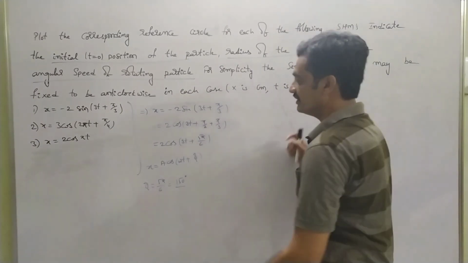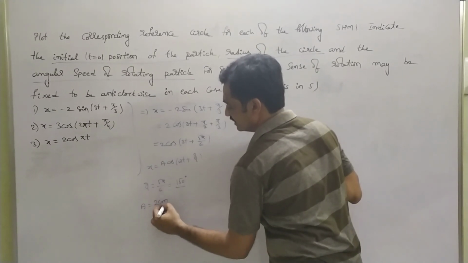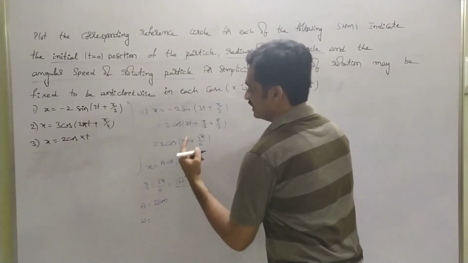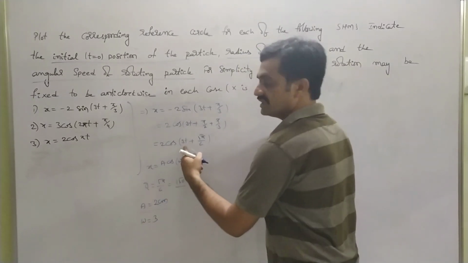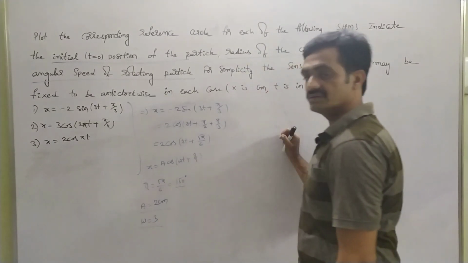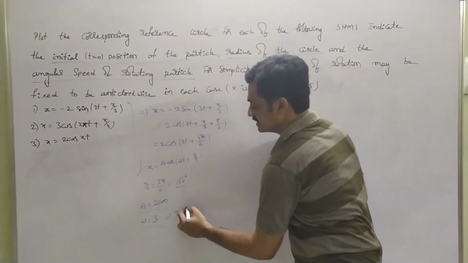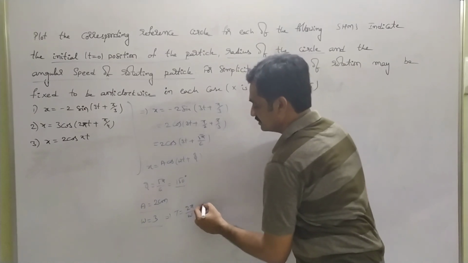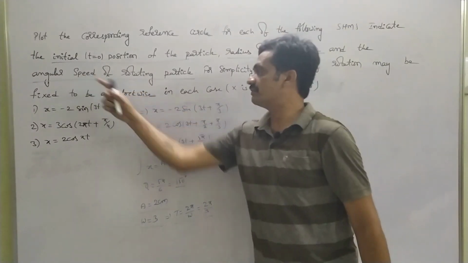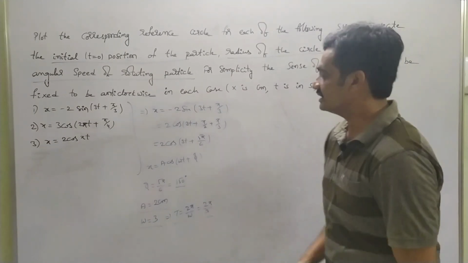The initial phase is 150 degrees, whereas the amplitude A equals 2 centimeters, nothing but the radius of the circle, and the angular velocity is 3. Why? Because theta equals omega t, where omega t equals 3t. So here we get omega equals 3. Now we have to find the time period, and we know that T equals 2 pi by omega, so we have 2 pi by 3. The time period is 2 pi by 3. So here we have represented the angular speed as well as the radius based on the amplitude.